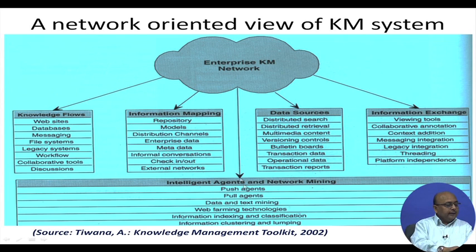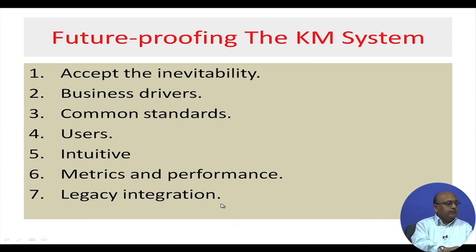Then it is also related to what you call push-pull agents, I mean intelligent agents and network mining, how the network can be used. You have data mining, web forming technologies, information indexing and classification, how the information is indexed and classified, how the information is clustered and lumped, so that when you search for relevant information, it is possible for you to get it, right. So, this is the network-oriented view of the knowledge management system, which talks about knowledge flow, the information map, what the data sources are, how the information will be communicated, and how we go about mining the information.